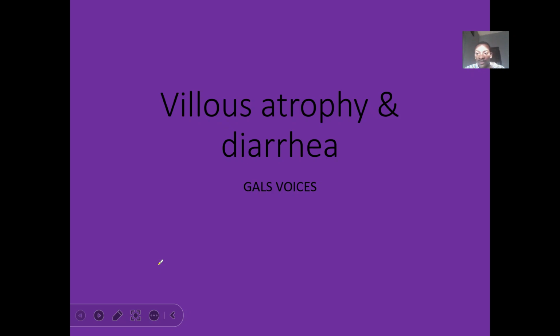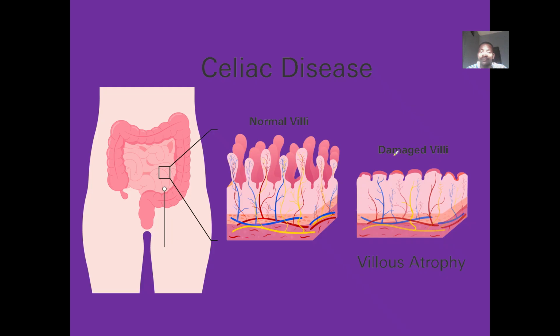Now we'll talk about two conditions that are kind of related, okay? One is like a cause of the other, right? So villous atrophy. Now let's just have a summary of this, and I think the lecture will be smoother.